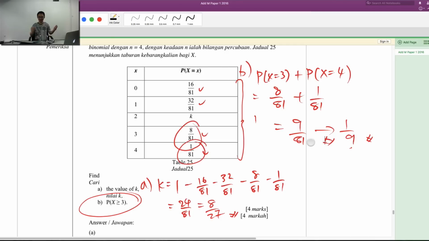Okay. Yeah, 25 questions. This is Negeri Sembilan paper 1. I think next Friday we'll discuss paper 2. I guess paper 2 will be a lot harder than paper 1. So, yes, this is paper 1. I hope you do learn something in these 25 questions. And yeah, I will get some rest. I will see you guys next week.